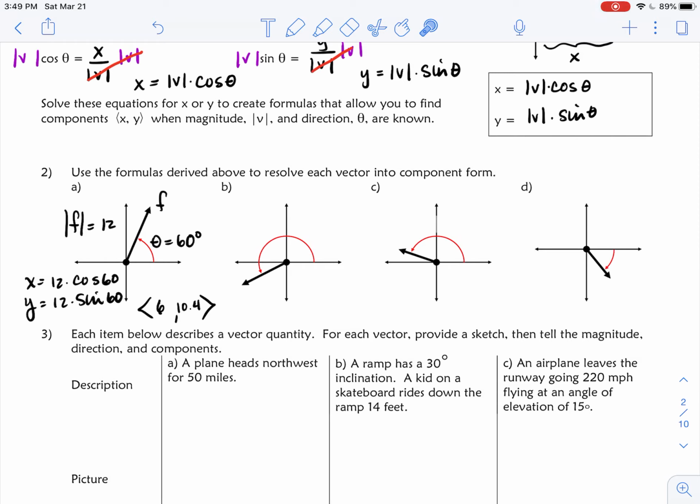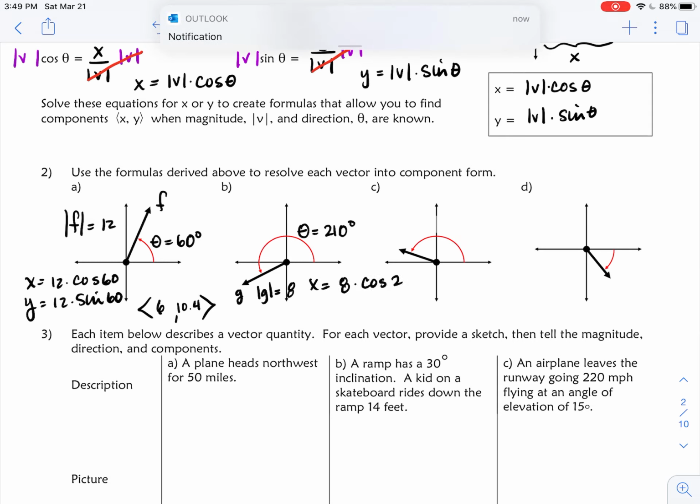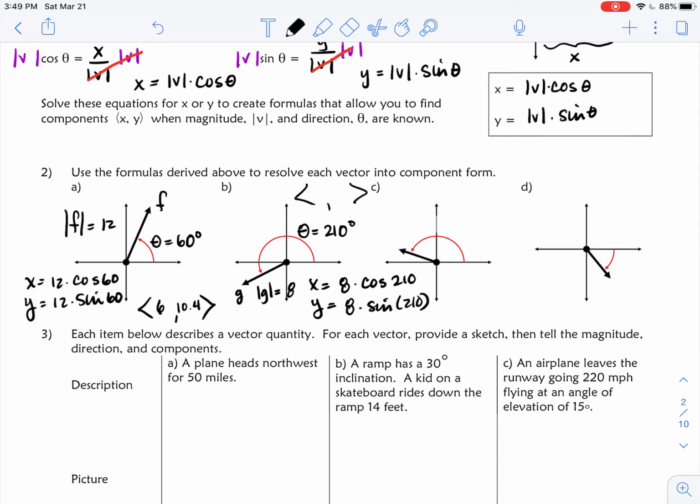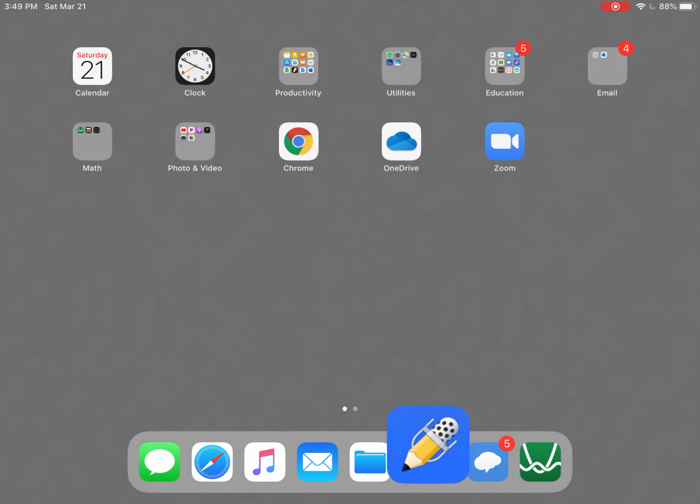Let's do this next one. I'm given that this is vector g, which has a magnitude of 8 units and a rotation angle of 210. So it's going to be magnitude times cosine of the angle for the horizontal component, magnitude times sine of the angle for the vertical. And I run back to Desmos and let's plug those in.